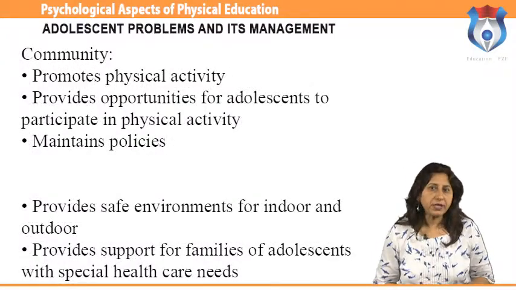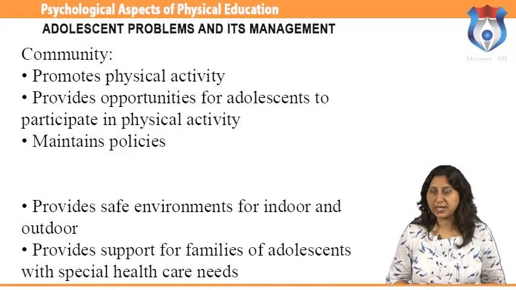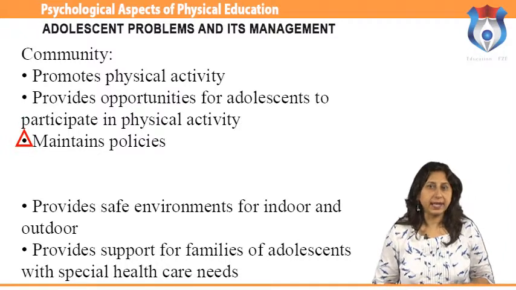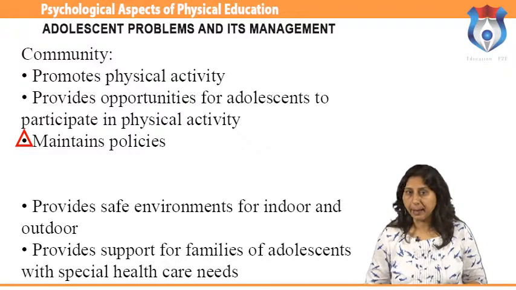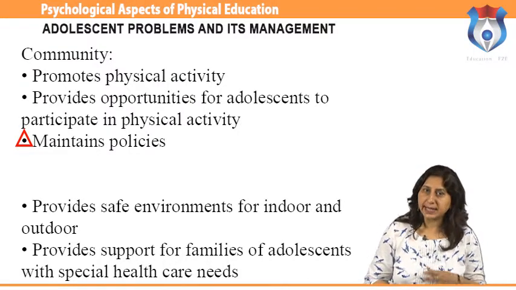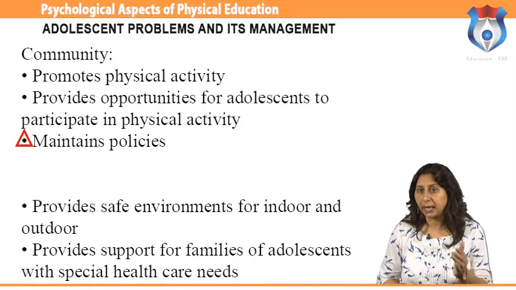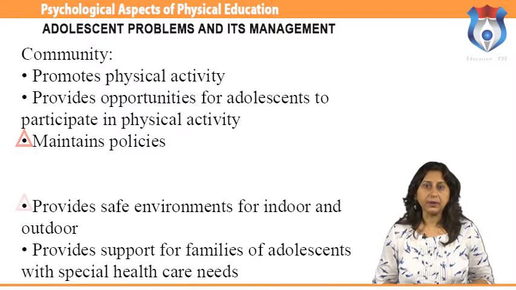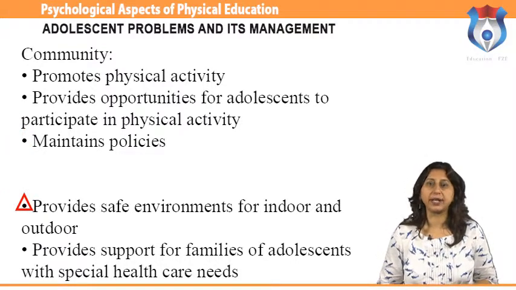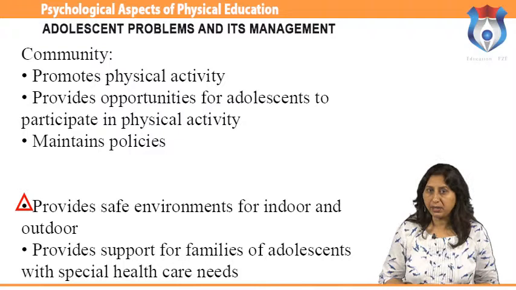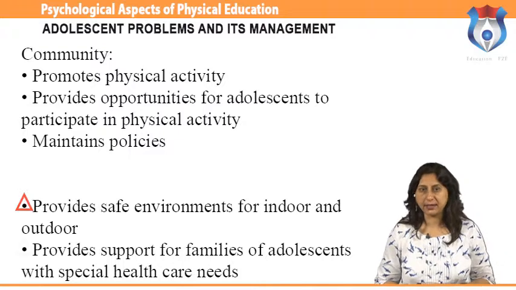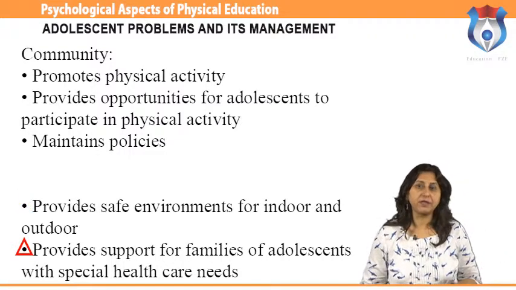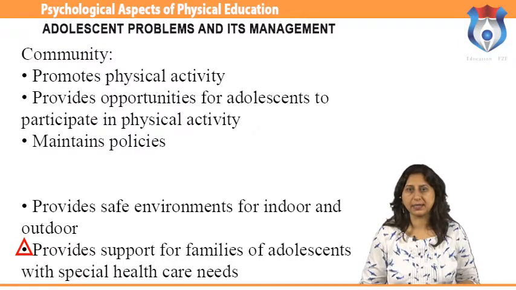Community promotes physical activity, provides opportunities for adolescents to participate in physical activity, maintains policies, for example preservation of green space, and provides environmental support, for example well-maintained sidewalks, bicycle racks outside public facilities that promote physical activity. Provide safe environments for indoor and outdoor physical activity. Example, walking and biking paths, playgrounds, parks, recreation centers. Provide support for families of adolescents with special health care needs.